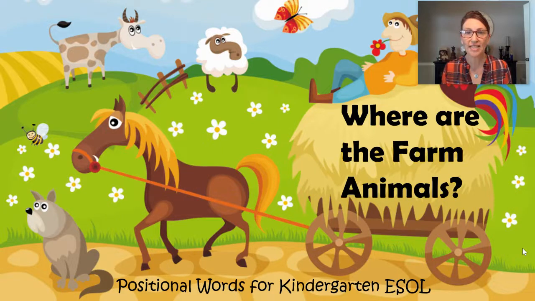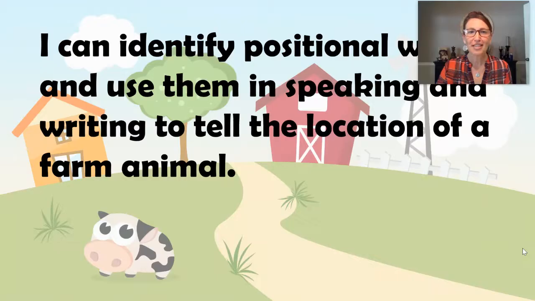This week, our lesson is, where are the farm animals? You're going to use the vocabulary that you learned last week and positional words to tell us where the farm animals are. What's a positional word? I'm going to tell you. First, let's read our learning target. I can identify positional words and use them in speaking and writing to tell the location of a farm animal.